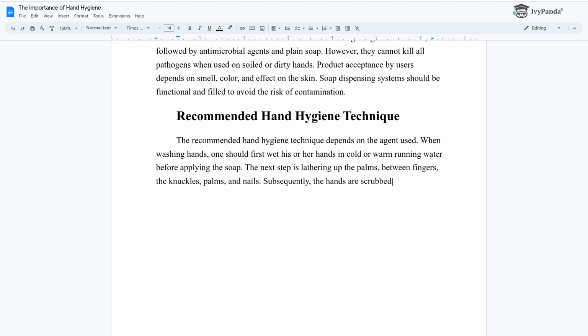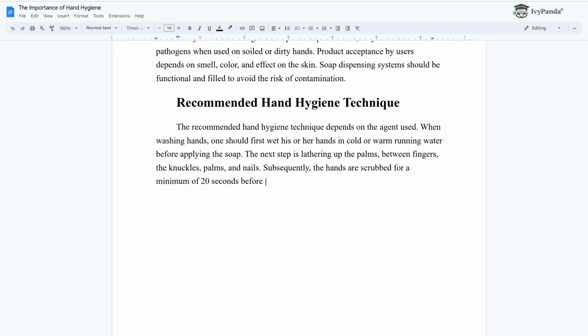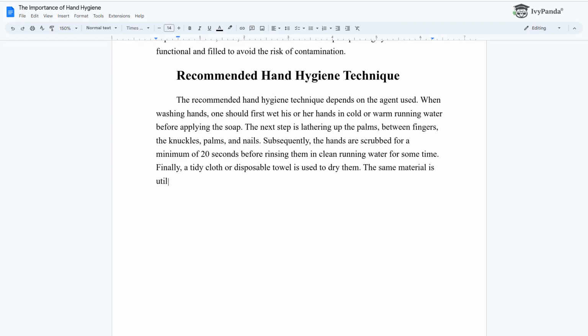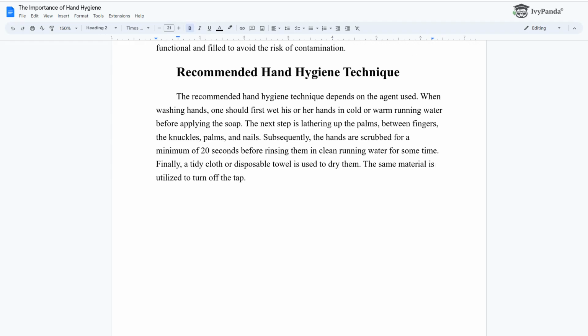Subsequently, the hands are scrubbed for a minimum of 20 seconds before rinsing them in clean running water for some time. Finally, a tidy cloth or disposable towel is used to dry them. The same material is utilized to turn off the tap.